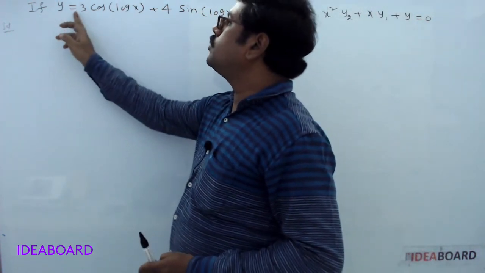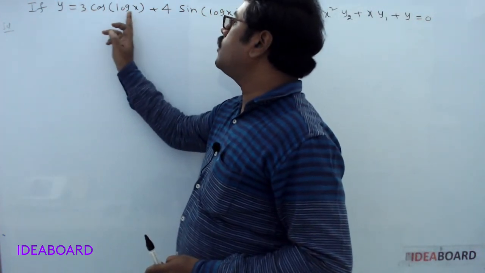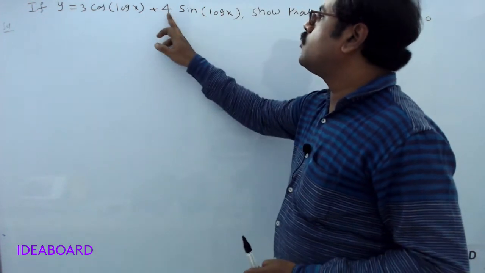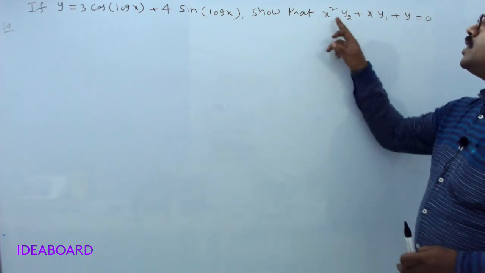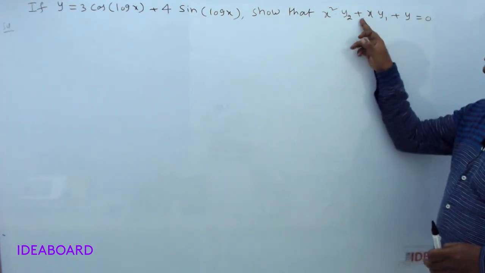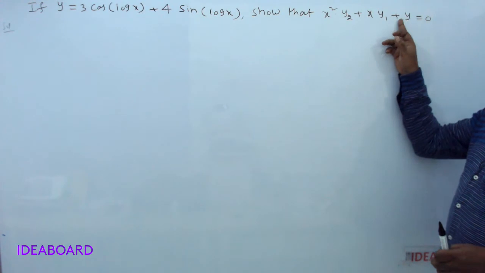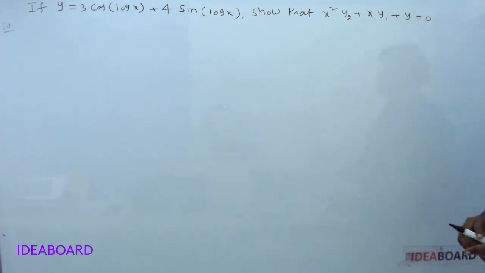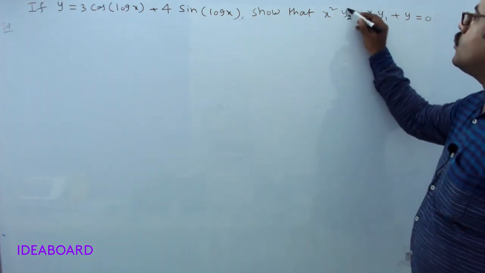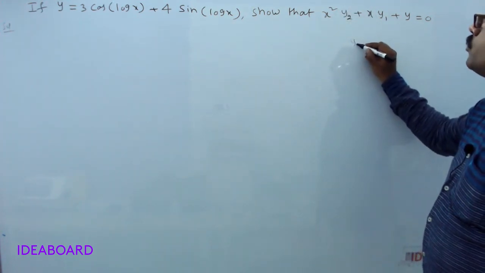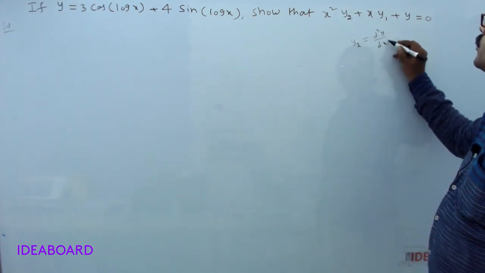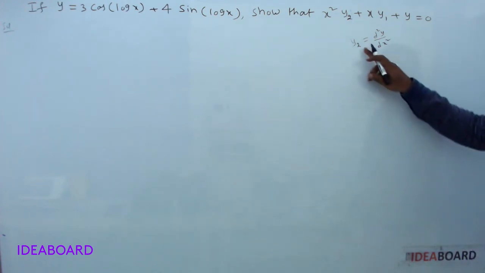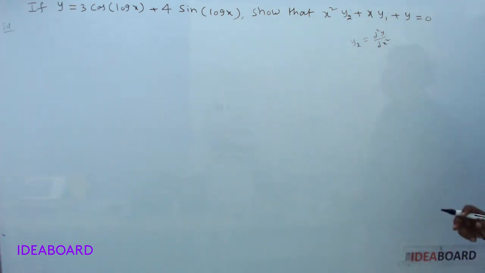If y equals 3 into cos of log x plus 4 into sin of log x, show that x square into y2 plus x into y1 plus y equals 0. If you observe the required equation, there is a notation y2 given. y2 means d square y by dx square. What is the meaning of the notation y2? d square y by dx square.